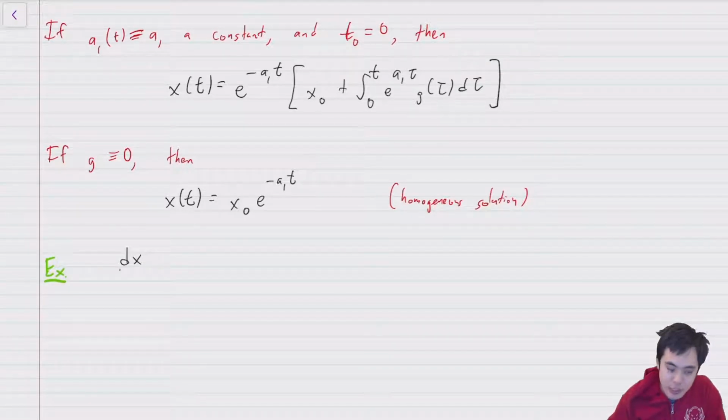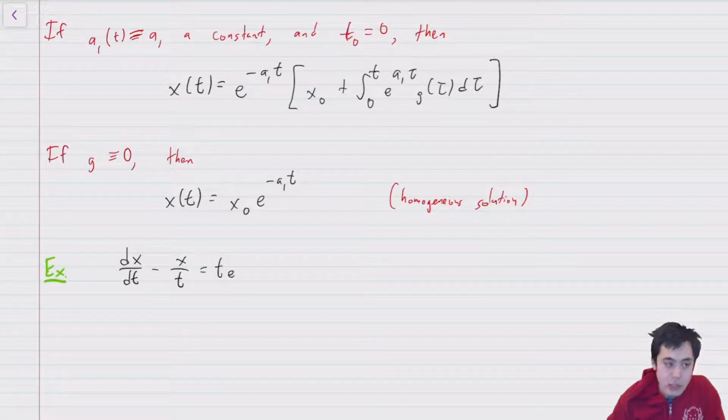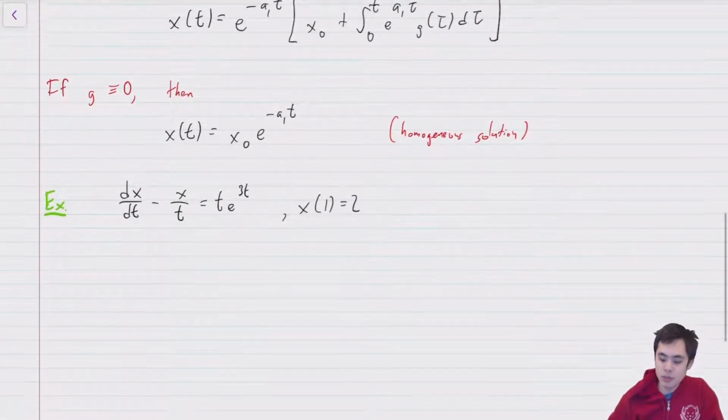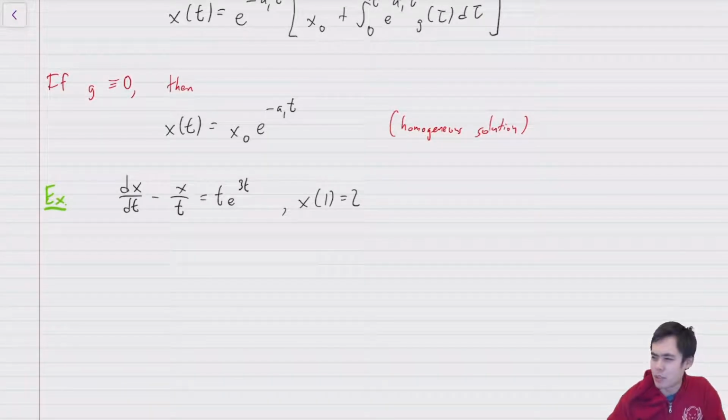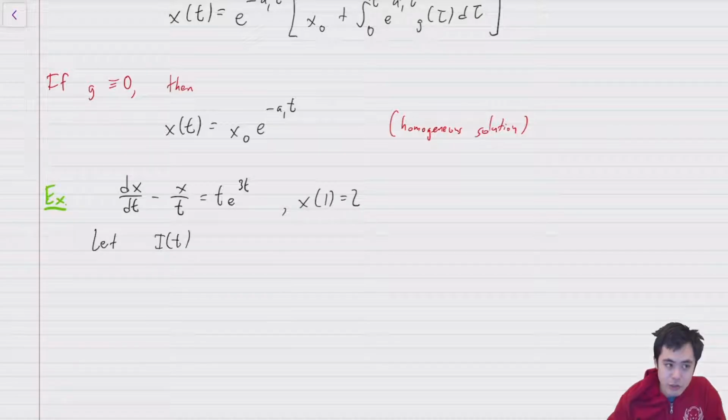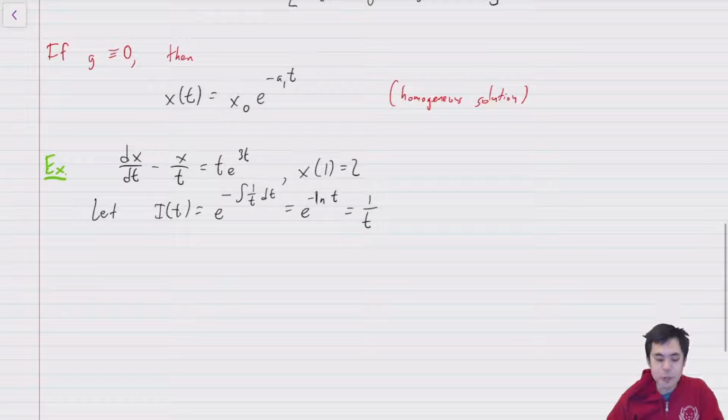Let's say that we have dx dt minus x over t is equal to t e to the 3t, and x of 1 is equal to 2. So this is one of the examples in your textbook. I forget which number. But let's let our integrating factor be equal to e to the minus the integral of 1 over t dt, equal to e to the minus natural log of t, which is, of course, just equal to 1 over t. Let's multiply both sides by this.